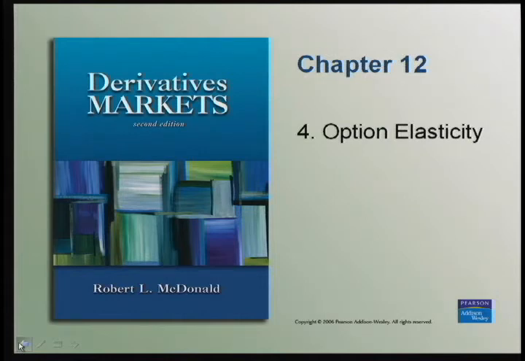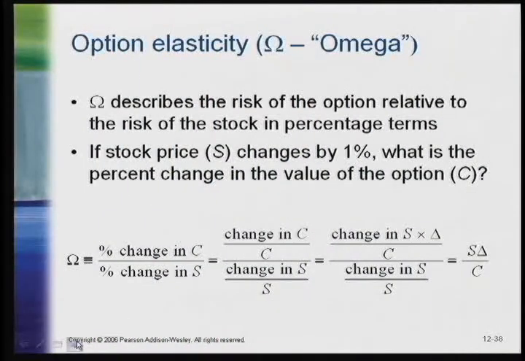In Module 4 of Chapter 12, we're going to introduce the notion of option elasticity. Elasticity is a notion from economics whereby one relates percentage changes in two different contracts. In option analysis, the Greek letter used for elasticity is omega. This is a capital omega here. And it describes the risk of the option relative to the risk of the stock, but measured in percentage terms.